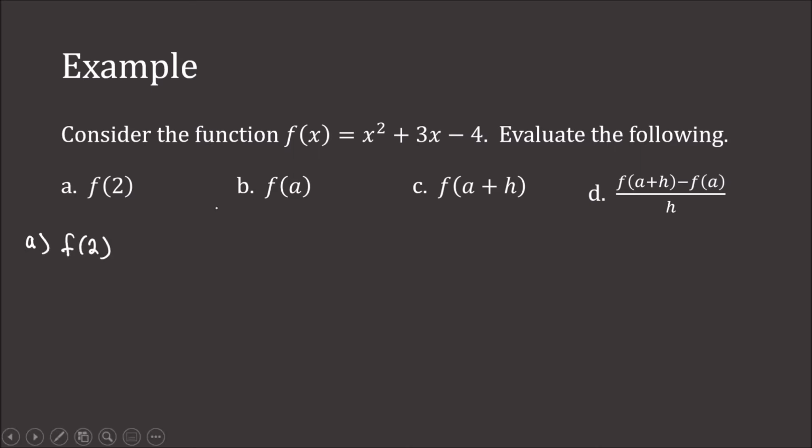To evaluate a function at a given value, what we're going to do is, everywhere we see an x, we're going to replace it with a 2. So we'll have 2 squared plus 3 times 2 minus 4. So this is 4 plus 6 minus 4. This is 6. So f of 2 is 6.